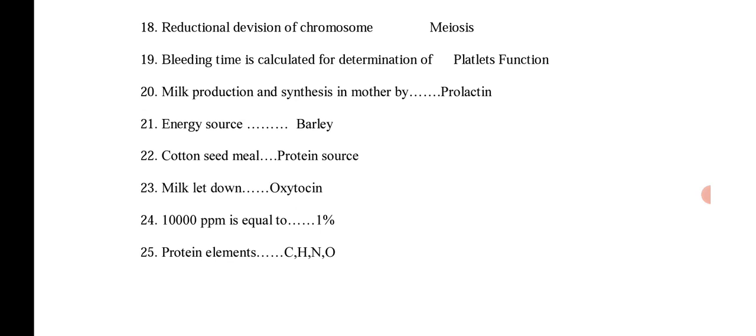Barley is a rich energy source. In Urdu, barley is called jau. Cotton seed meal is a protein source. Seed meals are protein sources. Milk letdown is by oxytocin.